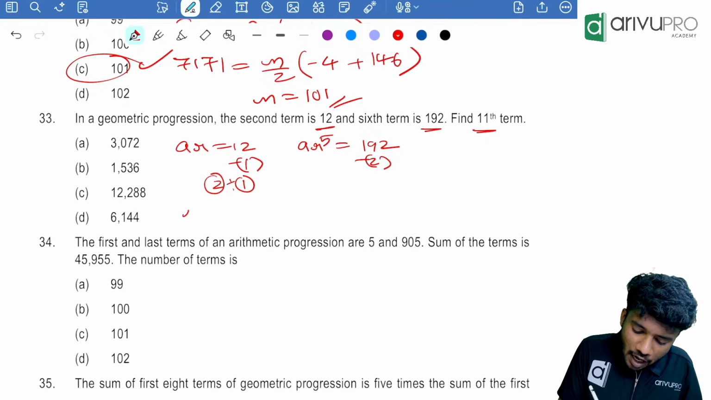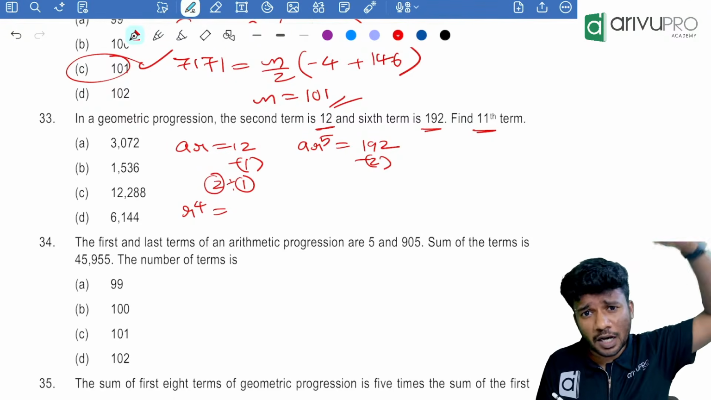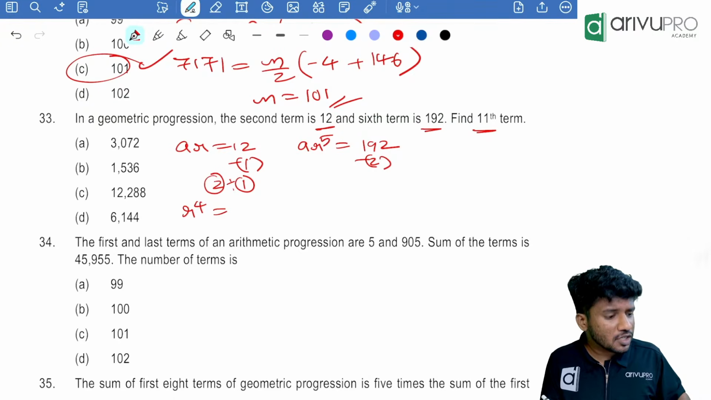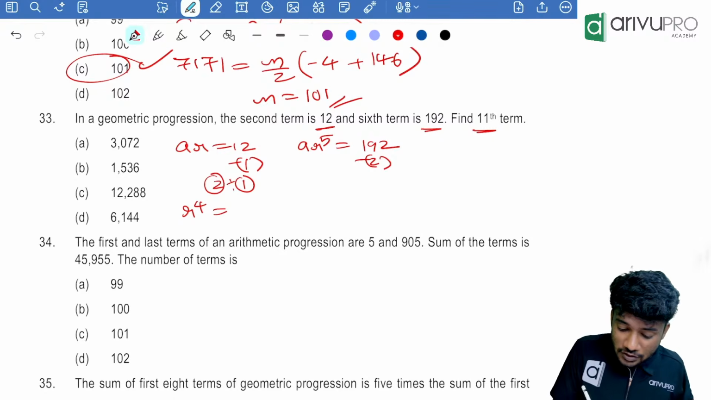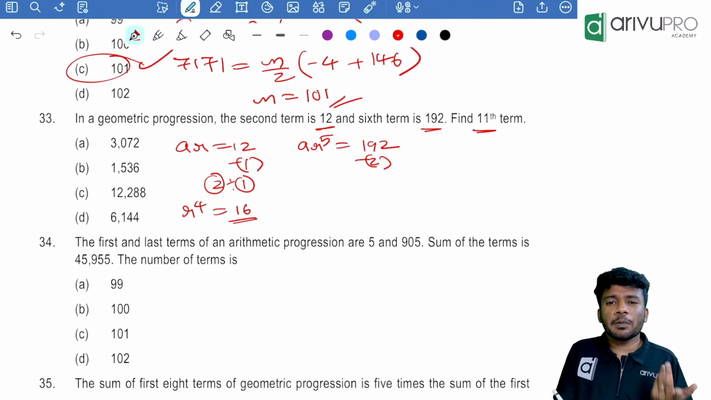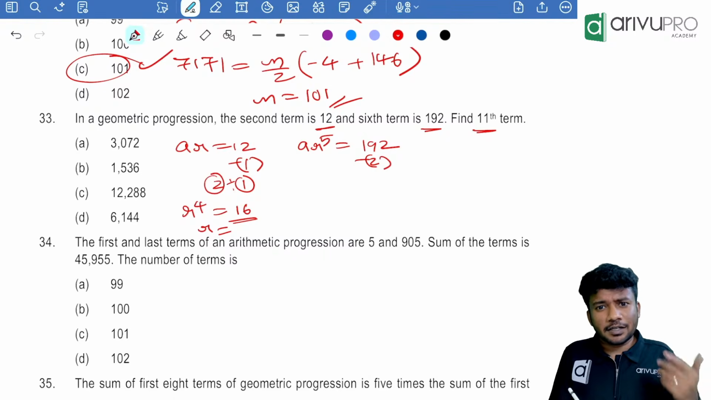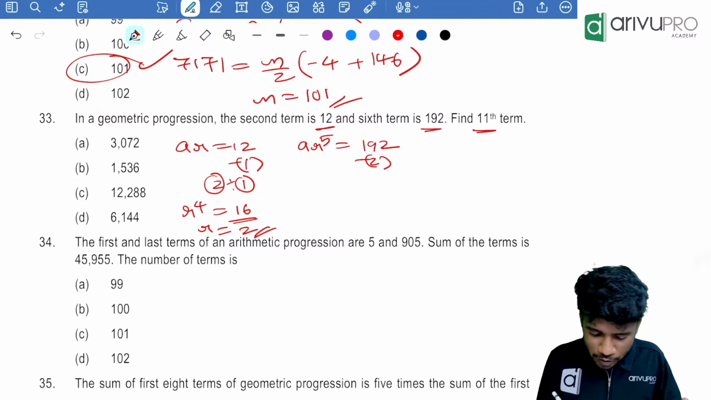That means AR raised to 5 divided by AR will become what? R raised to 4 is equal to 192 divided by how much now? 192 divided by 12, which is equal to how much, people? That is 16. So R raised to 4 is 16. People, if R raised to 4 is 16, then R is equal to how much? 16 raised to 1 by 4, that is nothing but 2. 2 raised to 4 is 16, right? So R is equal to 2.